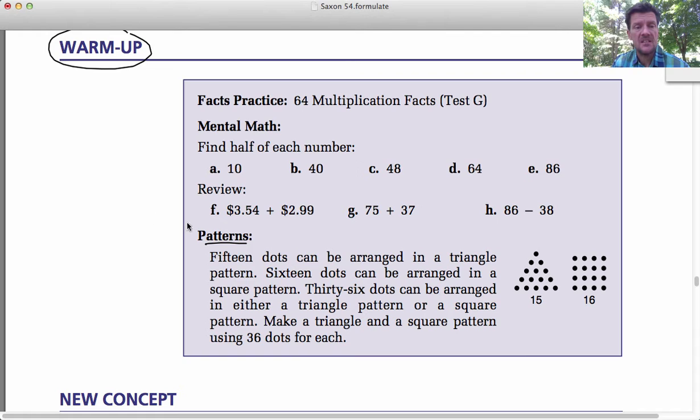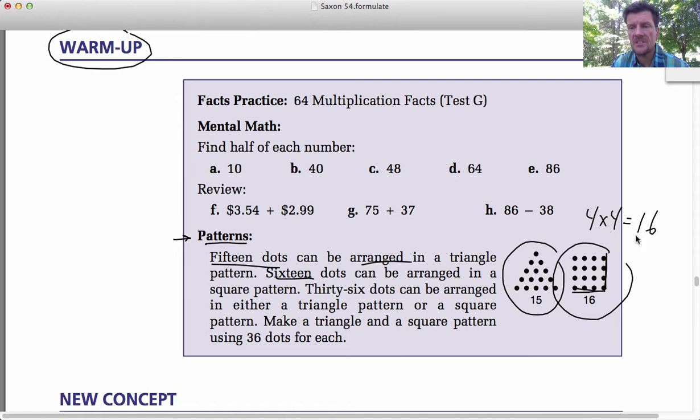So in this case, these patterns here, it says 15 dots can be arranged in a triangle, as you see right here. 16 dots can be arranged in a square. So 16, that would make sense because it would be 4 by 4. 4 times 4 is 16. So you have 4 rows of 4. And it says here then 36 dots. 36 dots can be arranged in either a triangle or a square pattern. Make a triangle and a square pattern using 36 dots.